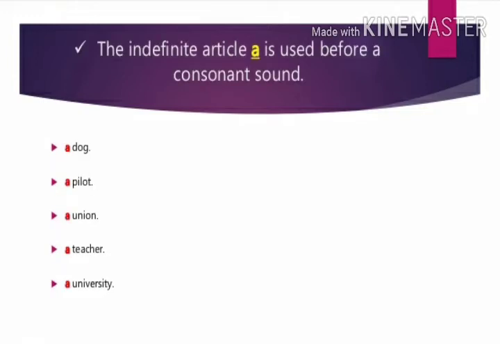Next, the indefinite article a is used before a consonant sound. For example, a dog, a pilot, a union, a teacher, a university. When we hear a consonant sound, we put a there. Children, do you know consonants? Apart from the vowels a, e, i, o, u, all the alphabets are consonants.